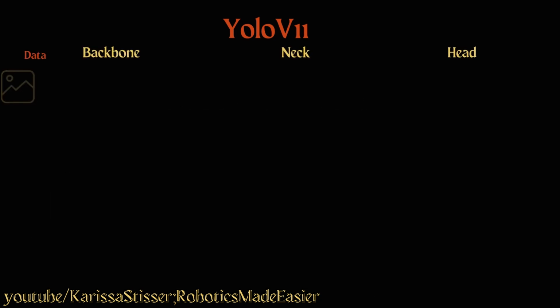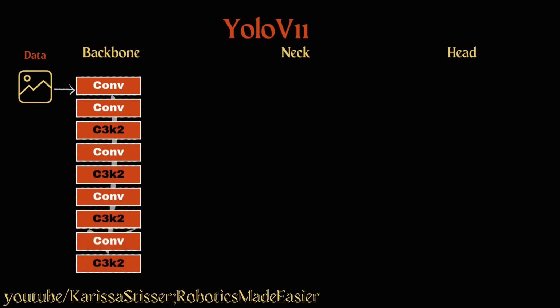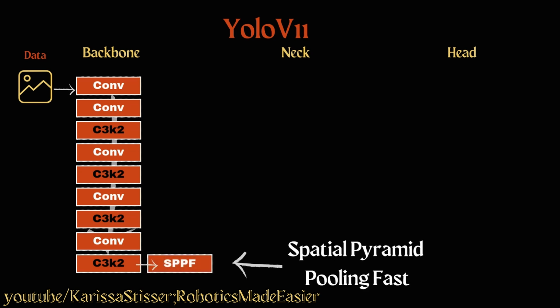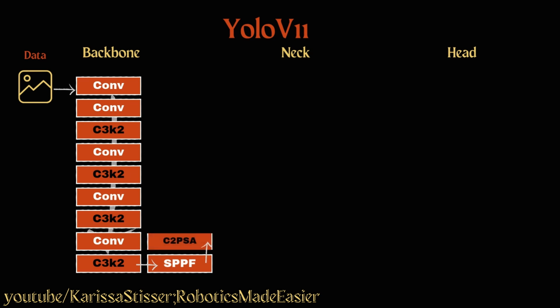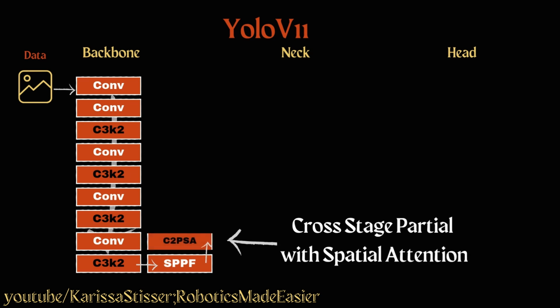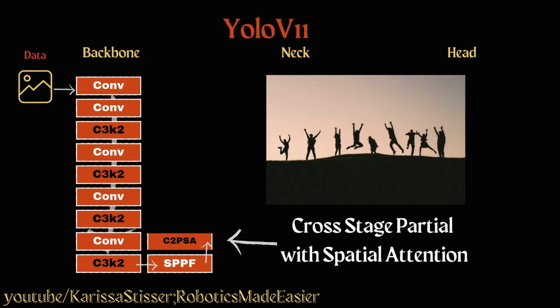The C3K2 block is used along with convolutions in the backbone, which supports building feature maps to extract features at multiple scales. At the end of this pipeline, they use the spatial pyramid pooling fast block from previous models to aggregate the information between convolutional and fully connected layers, allowing the backbone to learn faster. After the SPPF block, they introduce a new block, the C2PSA, or cross-stage partial with spatial attention. This enhances the spatial attention in the feature maps, allowing the model to focus on more important regions within the image, resulting in improved accuracy.